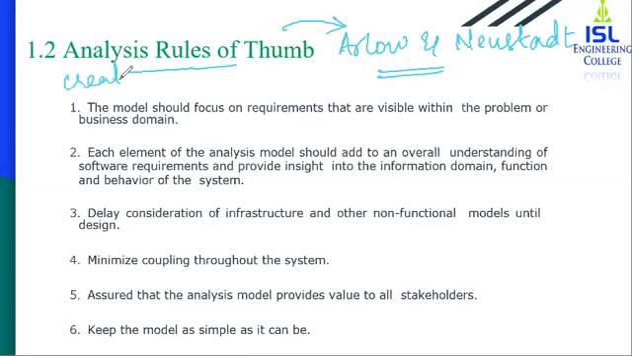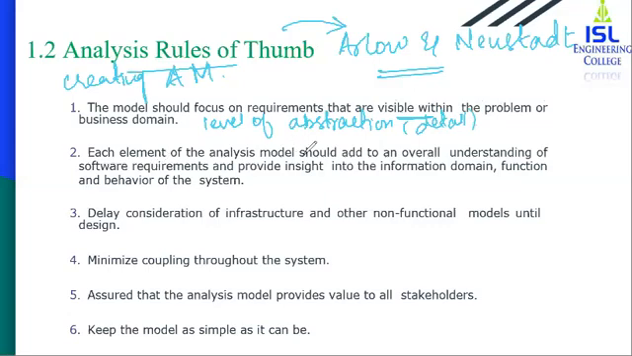The first rule is the model should focus on requirements that are visible within the problem or the business domain. Now, within this, the level of abstraction, that is the level of detail, needs to be followed. It should focus upon requirements that are visible within the problem. That is, you're not going to keep on digging into more detail. You're going to maintain the level of abstraction. Abstraction means the level of detail.